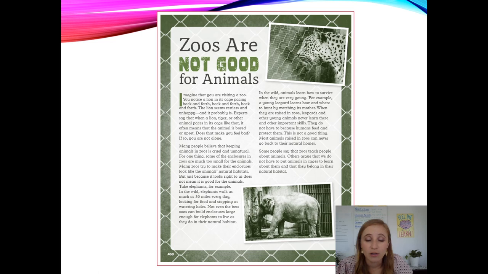Zoos are not good for animals. Imagine that you are visiting a zoo. You notice a lion in its cage pacing back and forth, back and forth, back and forth. The lion seems restless and unhappy, and it probably is. Experts say that when a lion, tiger, or other animal paces in its cage like that, it often means that the animal is bored or upset.